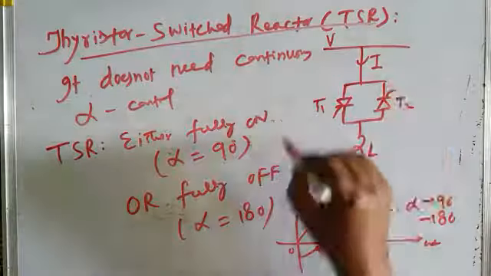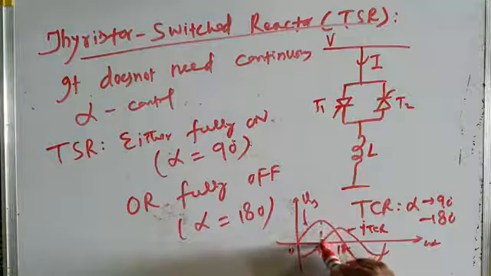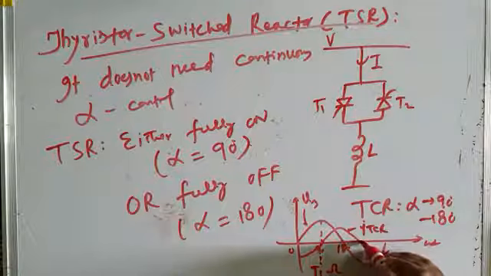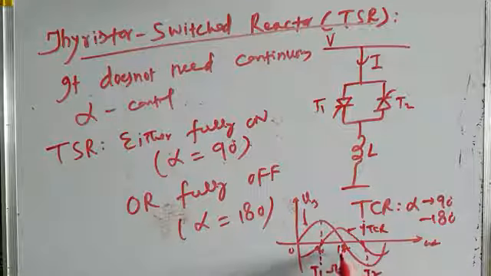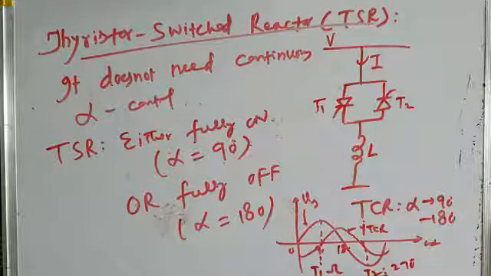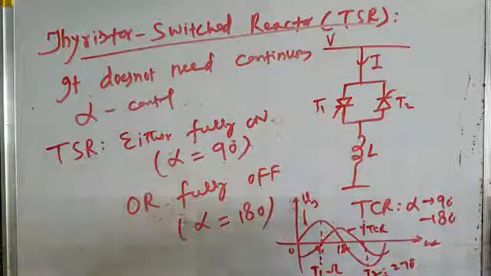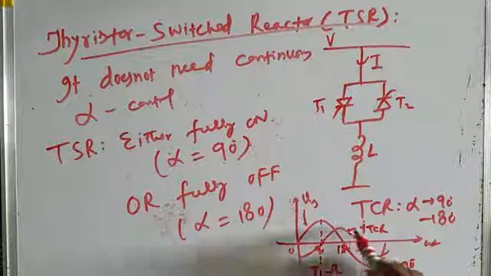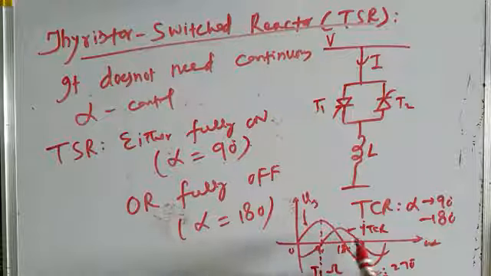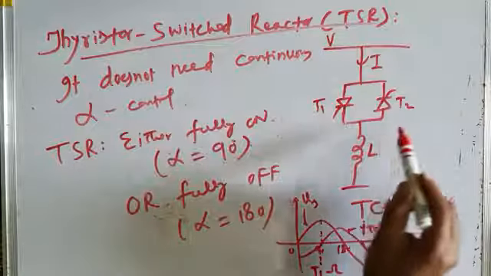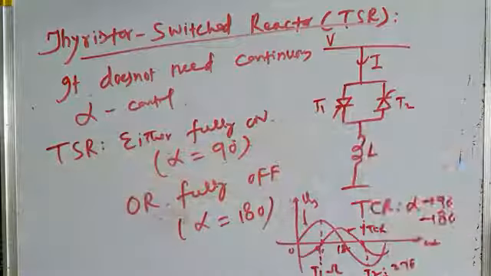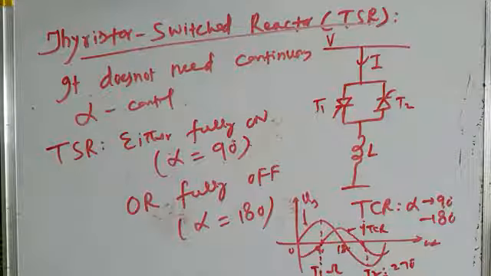When it is operated at alpha equal to 90 degrees, that means in the positive half cycle, thyristor T1 is triggered at alpha equal to 90 degrees, and in the negative half cycle, thyristor T2 is triggered at 180 plus 90, that is 270 degrees. Then in subsequent cycles, again at the peaks of the voltages T1 and T2 are triggered, and the current is sinusoidal, continuous, and maximum. At that time we say that thyristor switched reactor TSR is fully on. This switch acts as a closed switch and maximum current is drawn by the TCR, and it absorbs the maximum reactive power.